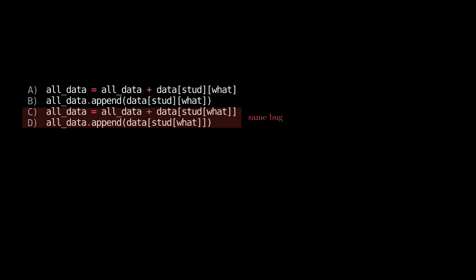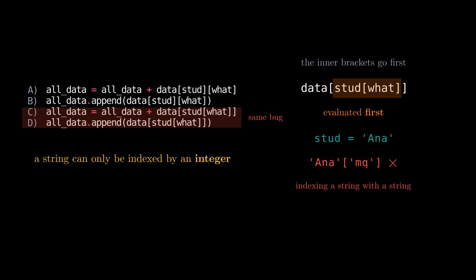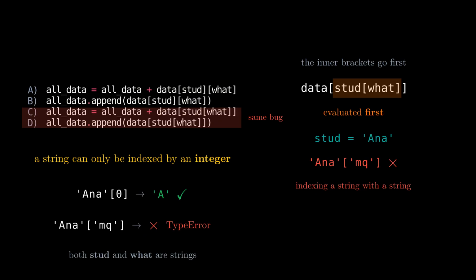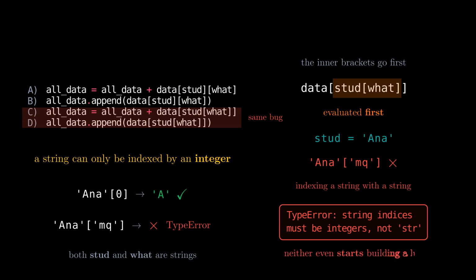Append is wrong. Options C and D fail for a different reason. Look at where the inner brackets sit. Both write data indexed by, and inside that, start indexed by what. The inner part indexes stud, a student's name, with the string what. But stud is a string, and a string can only be indexed by an integer, never by another string. So the moment Python evaluates it, both crash with a type error: string indices must be integers, not a string. Neither C nor D even gets as far as building a list.